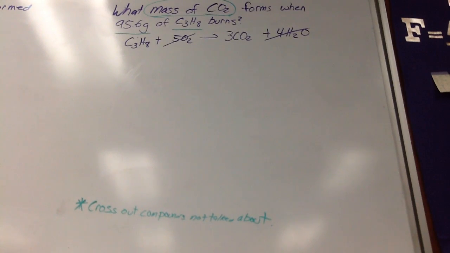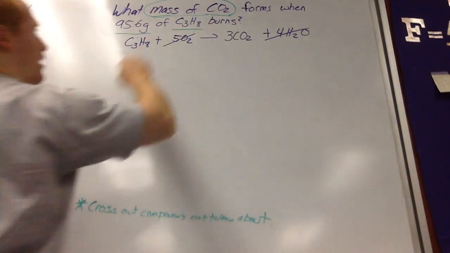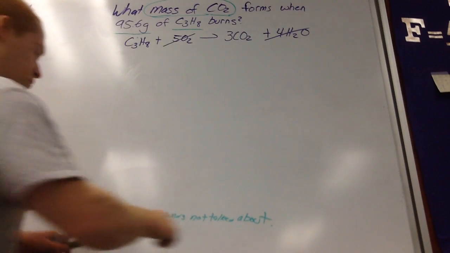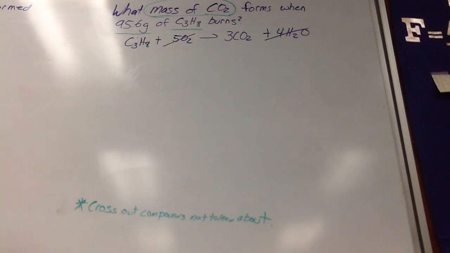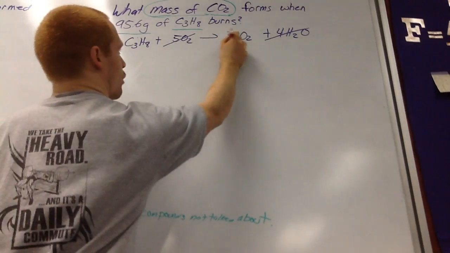Next thing we're going to do is find all of our different conversions that we will need. One of the conversions we will need: if you notice, it's talking about 2 different compounds, carbon dioxide and C3H8. So we're going to have to do what's called a mole-to-mole ratio. That means you have to look at the coefficient, which is the number in front, of C3H8 and CO2.